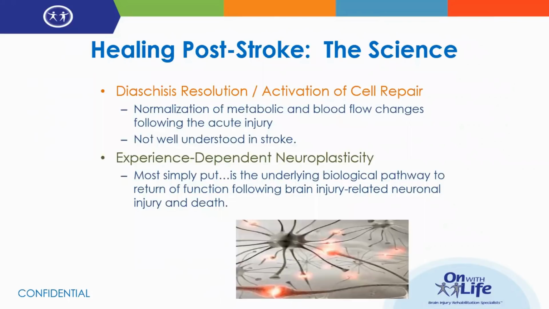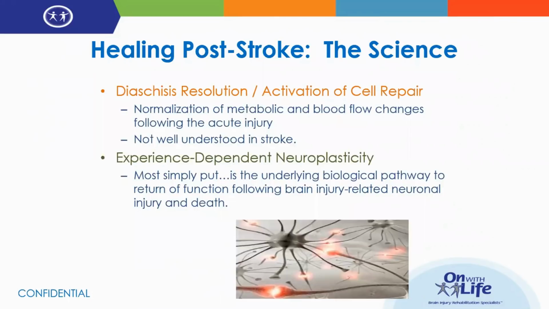In looking at the research, I've seen that it's the early weeks, and I've heard a couple of months post stroke. So we have some work to do in terms of our understanding of how diaschisis resolution works. So once we have those cells back online, and we are left with the dead and damaged cells from the stroke itself, then the primary mechanism of improvement, of progress, of healing after stroke is what's called experience-dependent neuroplasticity. This is the underlying biological pathway to return of function following that stroke-related neuronal injury and death.